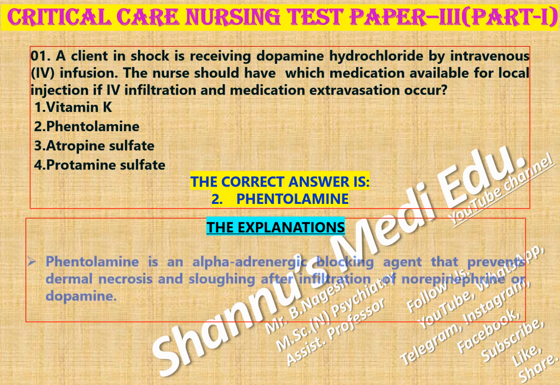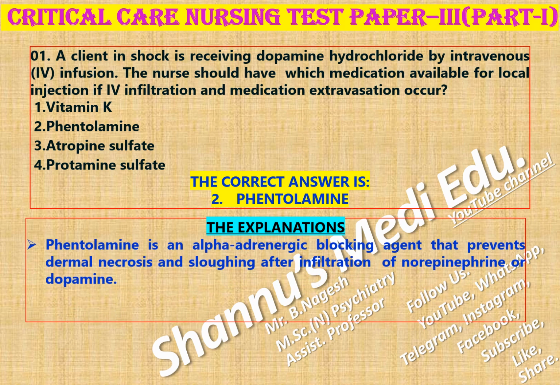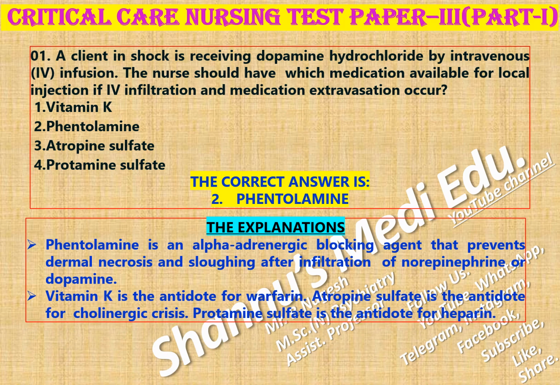The explanation of this question: phentolamine is an alpha adrenergic blocker agent that prevents the dermal necrosis and sloughing after the infiltration of norepinephrine or dopamine. Vitamin K is the antidote for warfarin. Atropine sulfate is the antidote for cholinergic crisis. Protamine sulfate is the antidote for heparin.